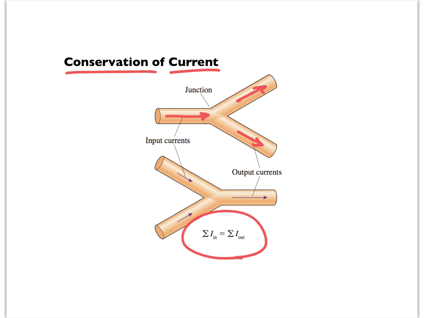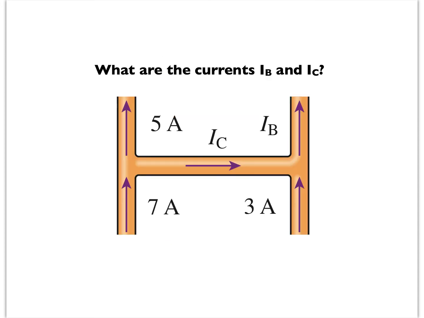The first example we'll look at looks like this. I've got 7 amps here, I've got 5 amps here, and I want to know what currents C and B are. Basically, 7 amps comes into the junction here. 5 amps goes out. How much has to go this way? Well, the current coming into the junction is 7 amps, and I've got 5 amps going this way, so 2 amps has to go this way. So 7 amps comes into the junction and 7 amps goes out of the junction: 2 amps that way, 5 amps this way, a total of 7.